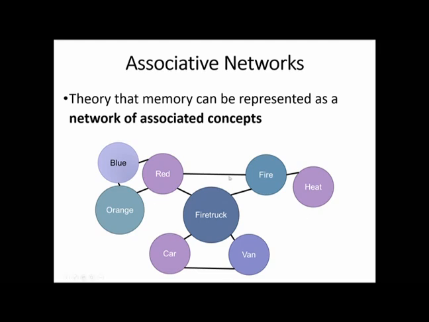So we have a fire truck, and things that are kind of related to fire trucks but not fire trucks would be other vehicles, cars and vans. Fire trucks tend to be red, and then red makes us think of other colors. Fire trucks are also usually seen when there are fires, and fires are associated with heat and maybe smoke and all sorts of things. So these concepts are all conceptually linked to each other within our brain.